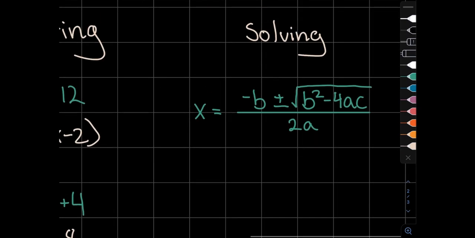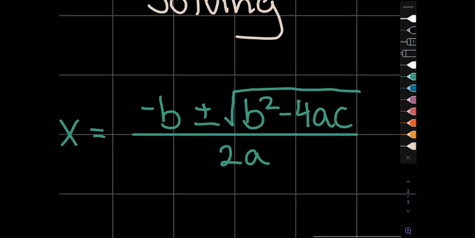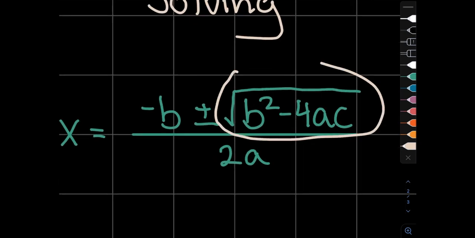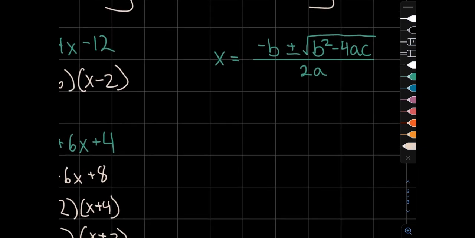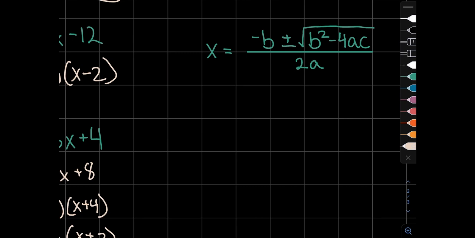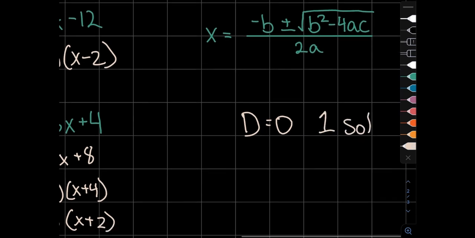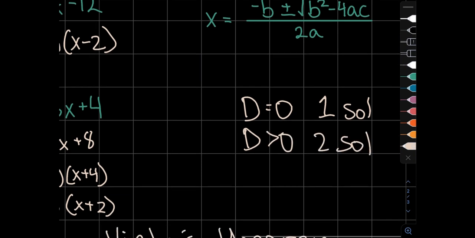I forgot to mention this, but this right here is called a discriminant. And the discriminant also can tell you how many solutions you find. If the discriminant equals 0, it only has 1 solution. If the discriminant is greater than 0, it has 2 solutions. And if the discriminant is less than 0, it has no solutions.